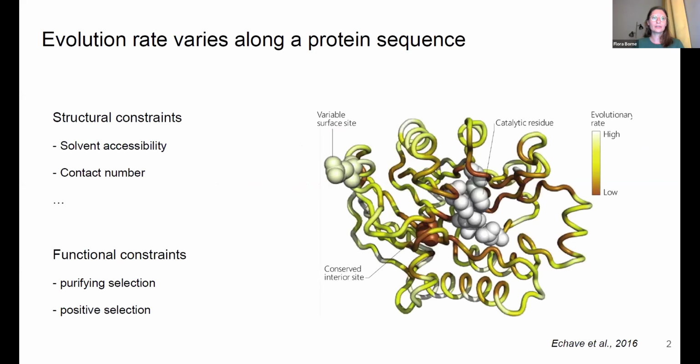So, as you may know, evolution rates can vary even within the same protein along a protein sequence. So some regions can evolve more rapidly than others. And this is mainly due to structural constraints like solvent accessibility or contact number. But it can also be due to functional constraints and selection. So for example, if some regions are under purifying selection, they will evolve more slowly. Instead, if you have regions under positive selection, they can have an accelerated evolution rate.